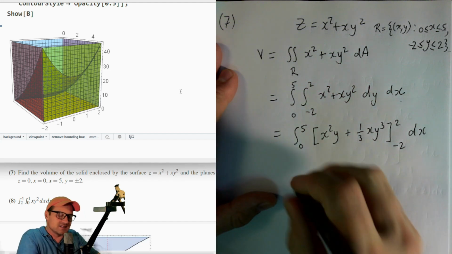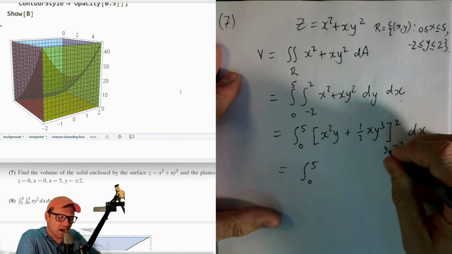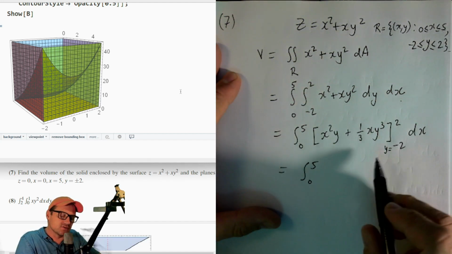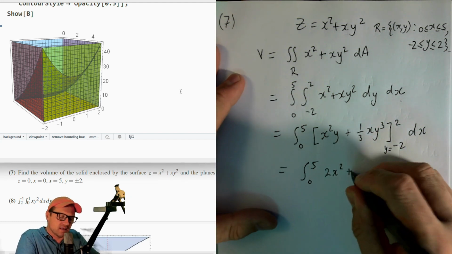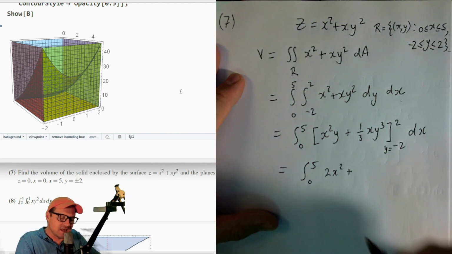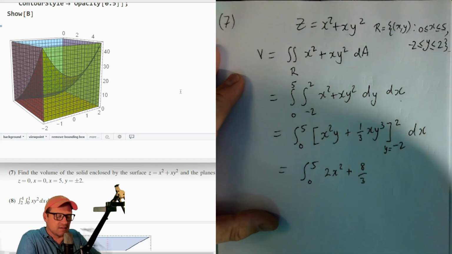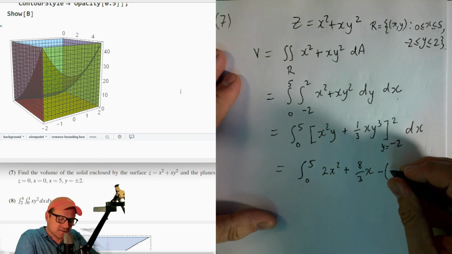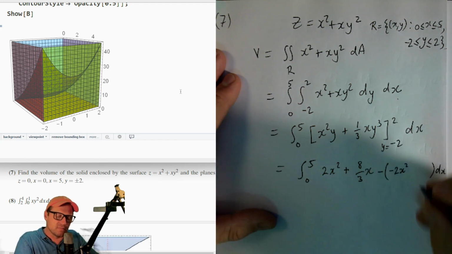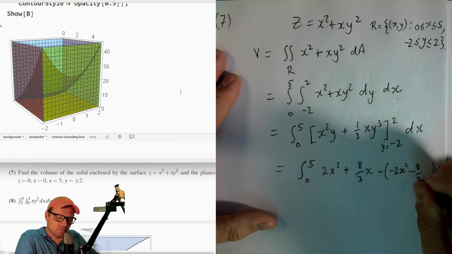Okay, so subbing these numbers in, this is y equals minus 2 to y equals 2. So we sub in y is 2, so that gives us 2x squared. Then we have 2 cubed is 8, so 8 over 3x. And then we are subtracting. Now we're subbing in minus 2, so minus 2x squared. Minus 2 cubed is minus 8, minus 8 over 3x.